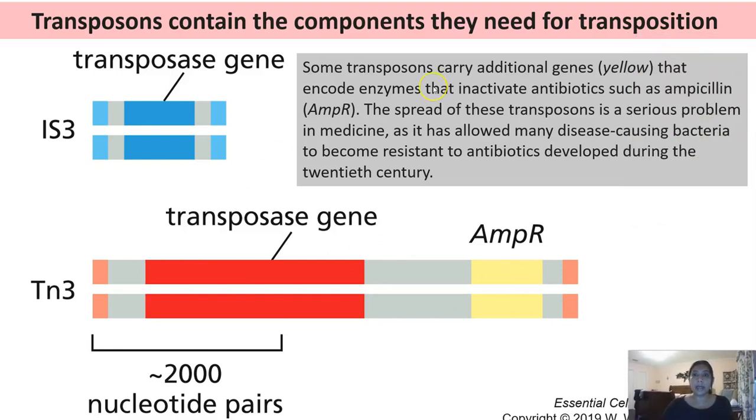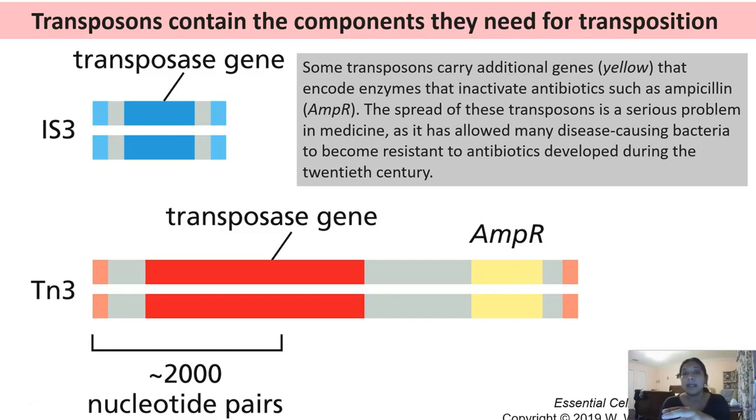So looking at what exactly is needed for this process to occur, the basic need for a transposition is a gene called a transposase gene. So the transposable element, the mobile genetic element, contains this gene. That's what makes it a transposon. In addition to that, they can also contain other genes that can help it do other functions.